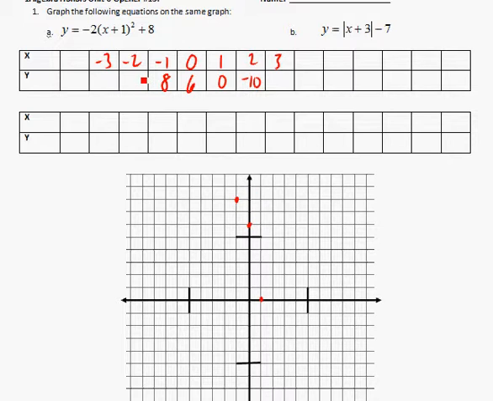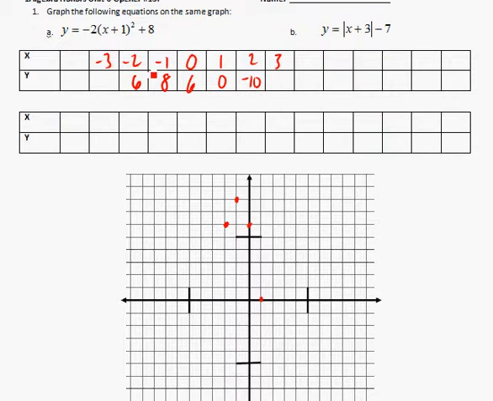Next, if I put in negative 2. Negative 2 plus 1 is negative 1. Negative 1 squared is 1. 1 times negative 2 is negative 2. And negative 2 plus 8 is 6. So negative 2, 6. We can clearly see that this is not a linear graph.